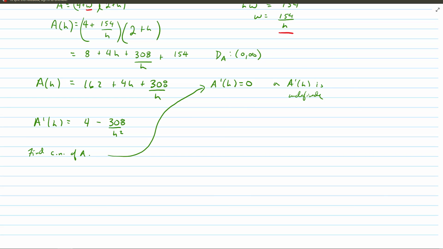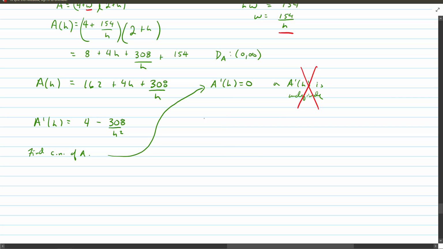So this can't happen because on the interval from 0 to infinity, we're always defined. And so we only get critical numbers from where the first derivative is 0. So that happens when 4 minus 308 over h squared equals 0. Or adding 308 over h squared to the other side, we get 4 is equal to 308 over h squared. Or 4h squared equals 308, or h squared, let's see, I think that's 77. So we get h is equal to plus or minus the square root of 77, but of course we're only going to take h equals the square root of 77, that positive entry, because of our domain here.